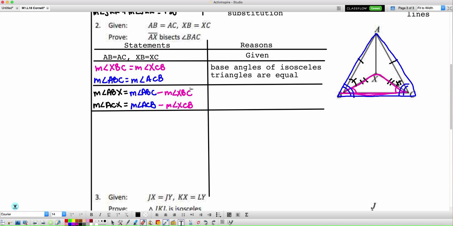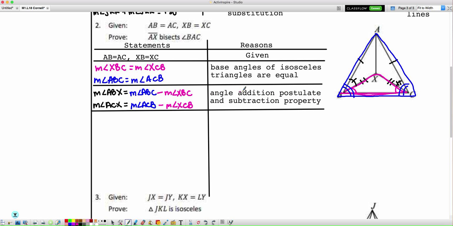So just to shorten this proof, because I know it's going to be long already, I'm going to say for my reason that this is angle addition postulate and subtraction property. So I kind of combined those. If you have questions on that, I'll clarify that on Monday. But I really did just a combination of those two.